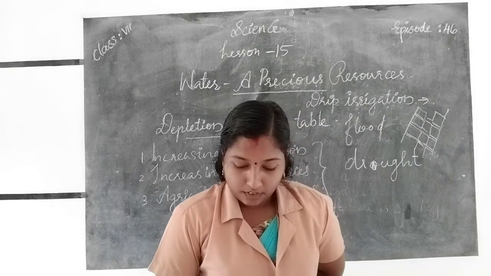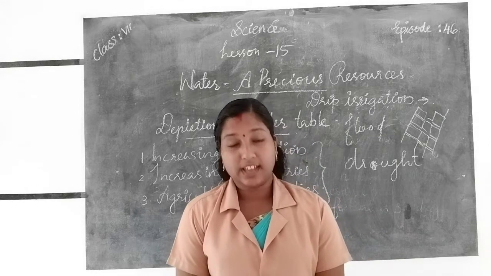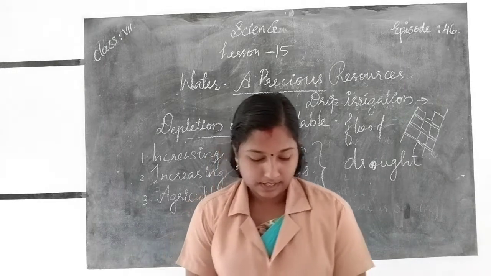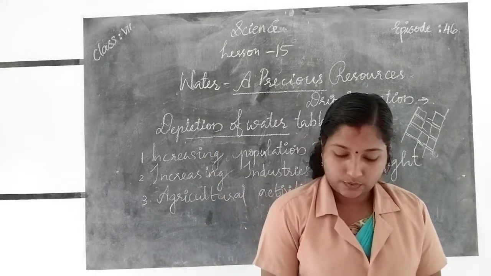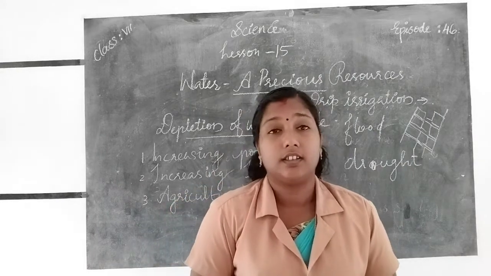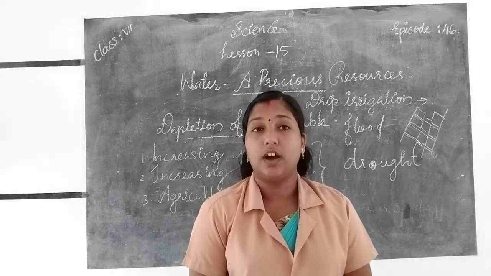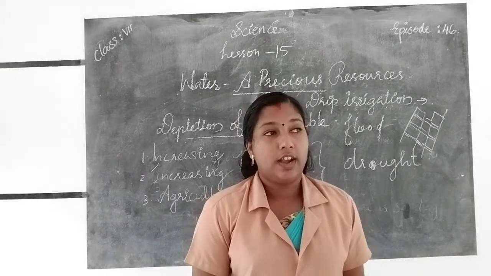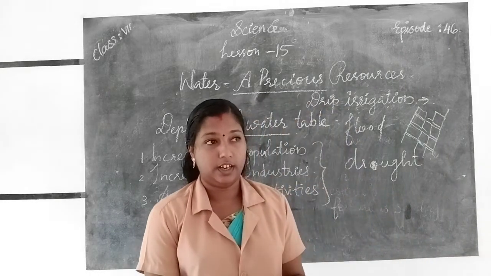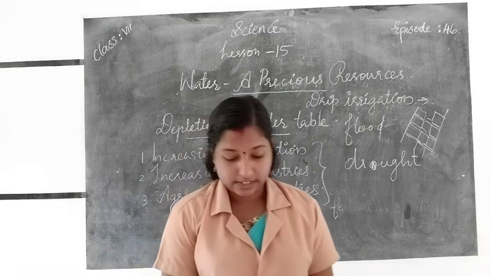Okay. Then we learned in which season we face the scarcity of water. During the summer season we face the scarcity of water. Okay, how much water is available on earth? 71% of earth is covered with water. Only a small amount of water is fresh water.